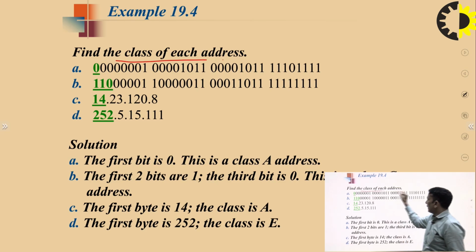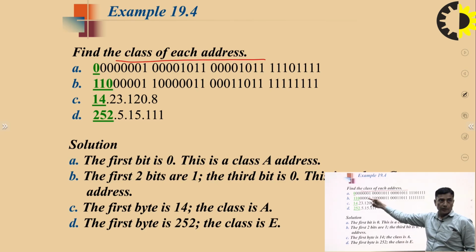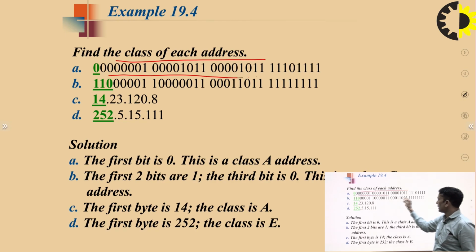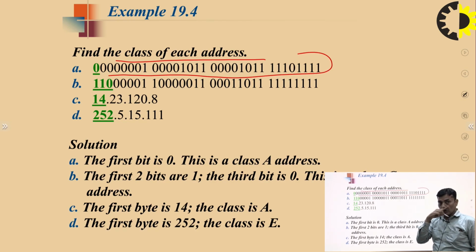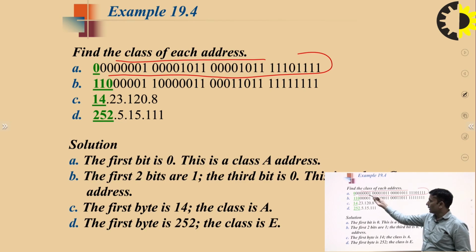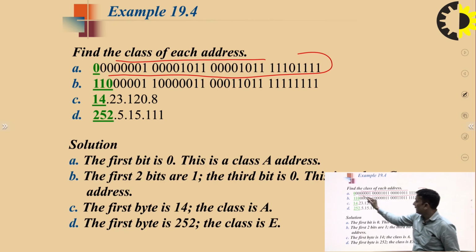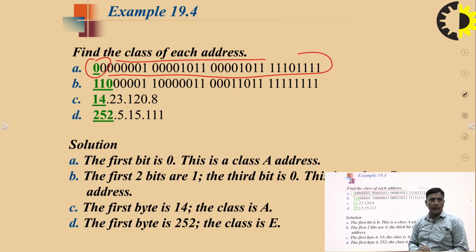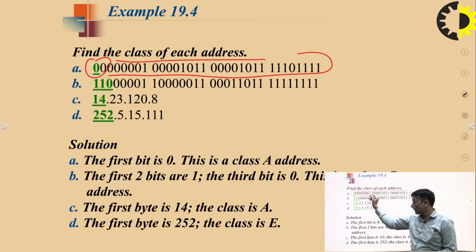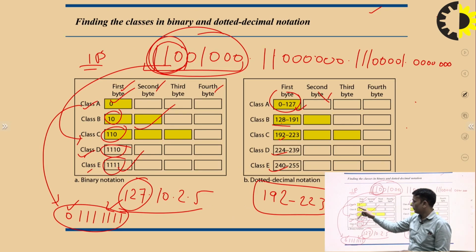Find the class of each address. Here is the example. This is the first IP address in binary form. So, student, tell me what is the class of this particular IP? Yes. You can easily identify this class. The first byte of this IP starts from 0. That means this belongs to class A. Come back, see here, class A.